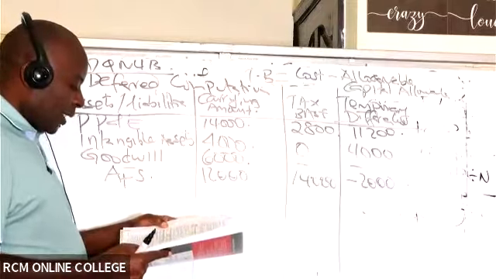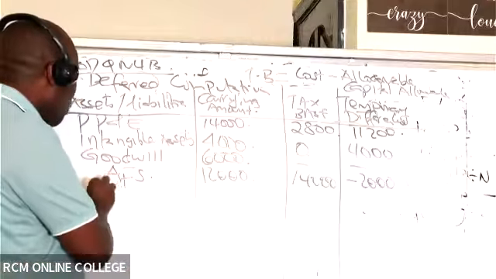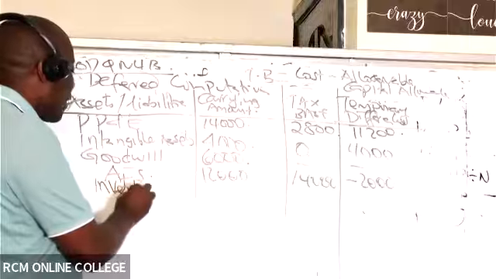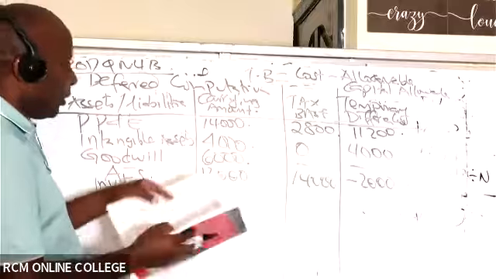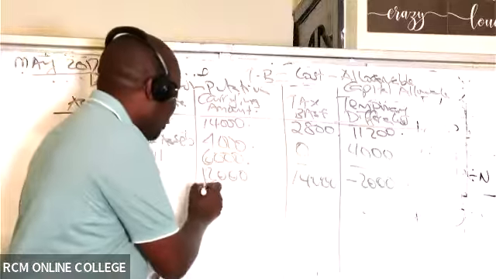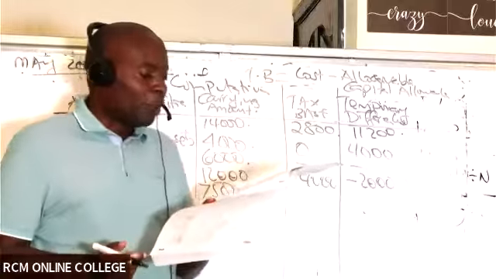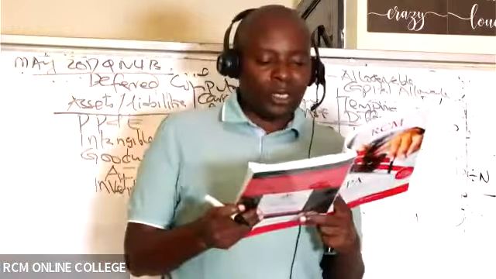The next asset there is inventory. So inventory, first of all, I will book the carrying amount, the book value. Inventory is 7,500. And then you go to note number 2. What are they telling us in note number 2?